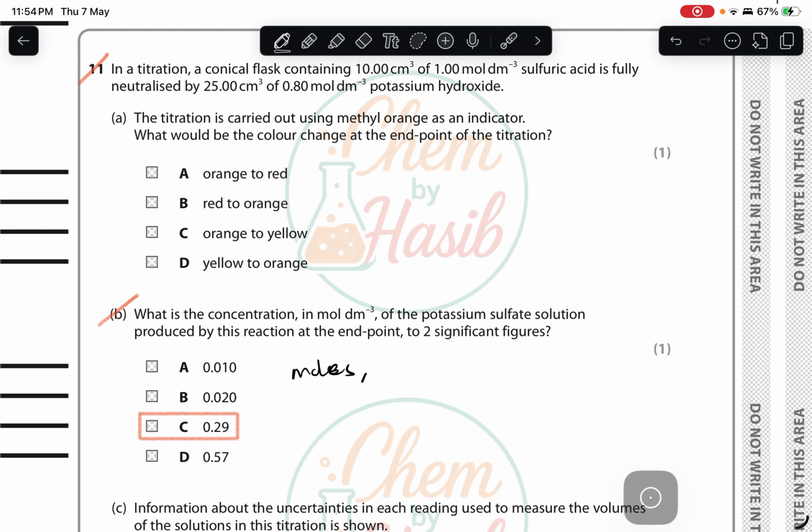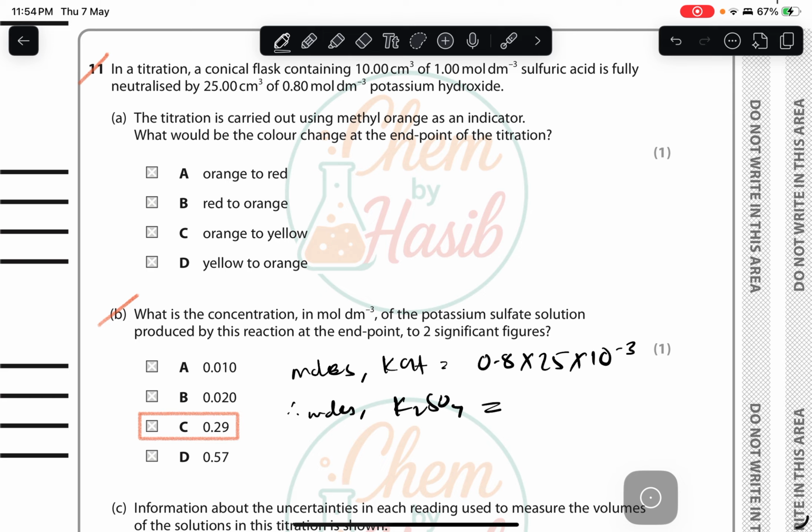Or no, not really. We should find the number of moles of both and figure out, no, they should have the same number of moles, yeah. So you can find the moles of any one of them. For example, you find the moles of maybe potassium hydroxide. It will be 0.8 multiplied by 25 into 10 to the power minus 3. From there, you find the moles of potassium sulfate.